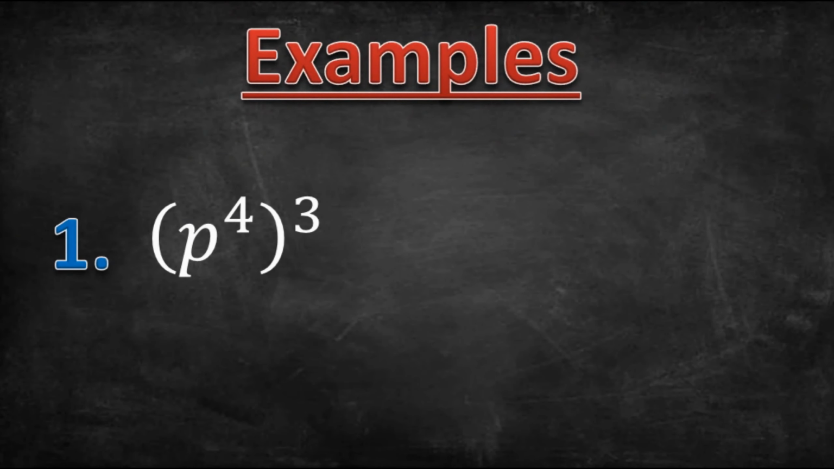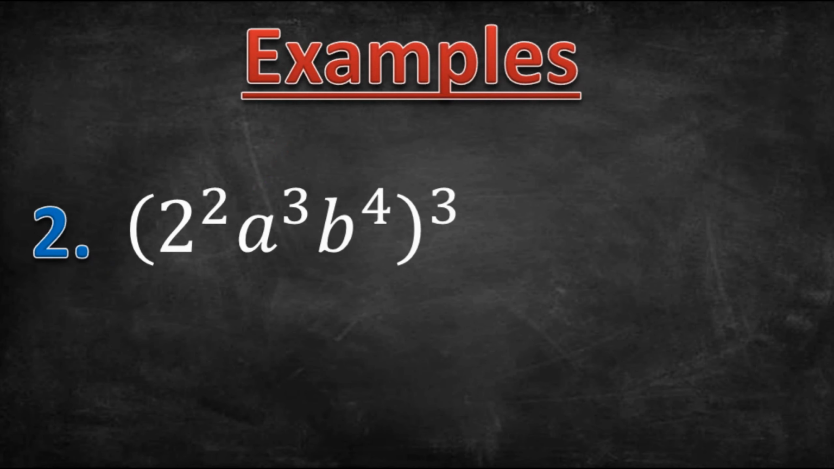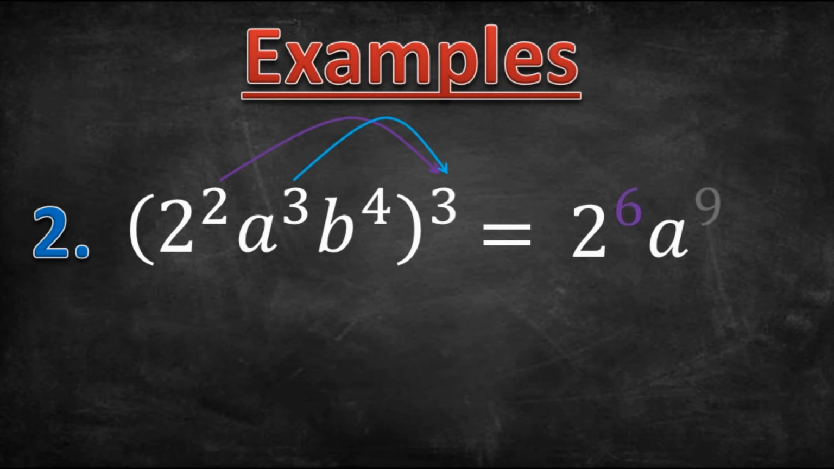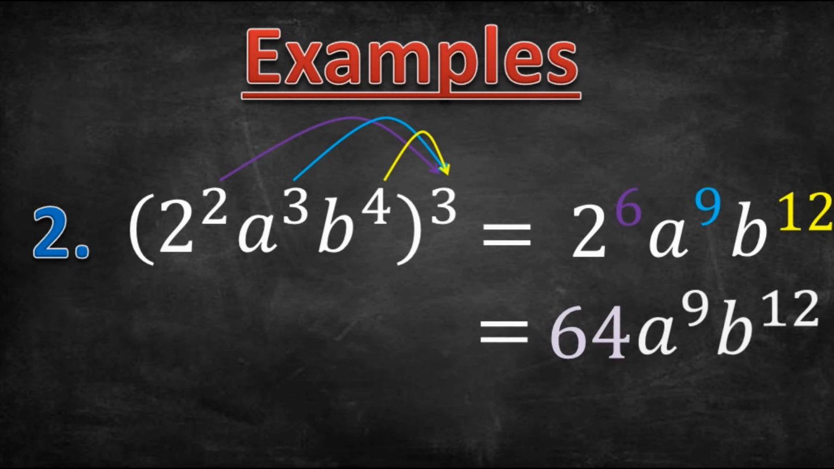In the first example, we have p to the 4 all cubed. Multiplying the powers, we get p to the 12. So using the third law, we multiply each power inside the brackets by the power outside the brackets. So we end up with 2 to the 6, a to the 9, b to the 12. Of course, 2 to the 6 we can simplify to 64.